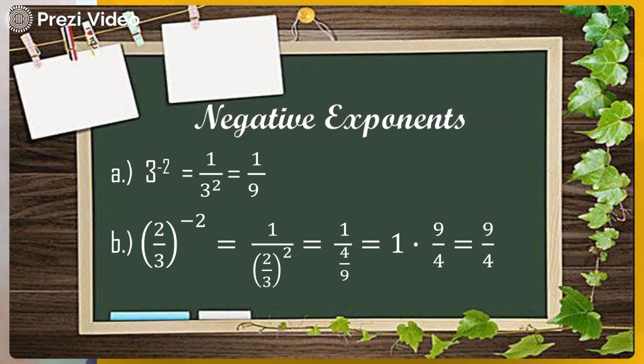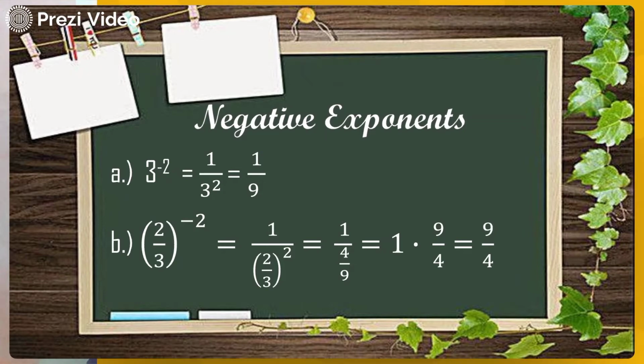So, what do we do there? That is 2 squared, right? 2 times 2 is equal to 4. And 3 times 3 is equal to 9. So, we have 1 over 4 over 9. But this is not yet the final answer.